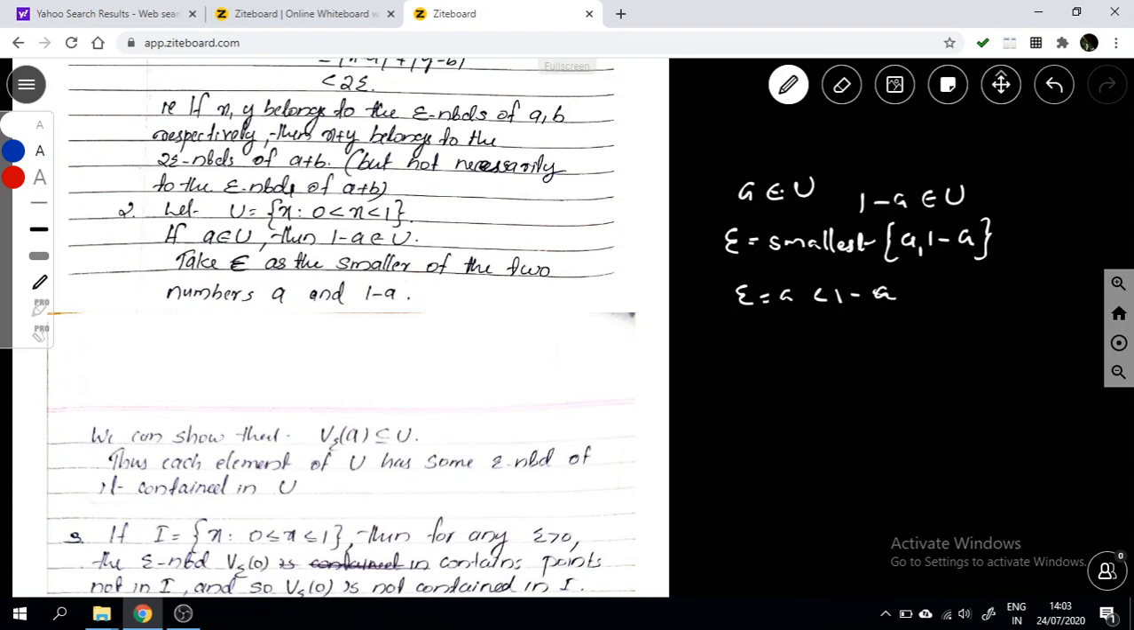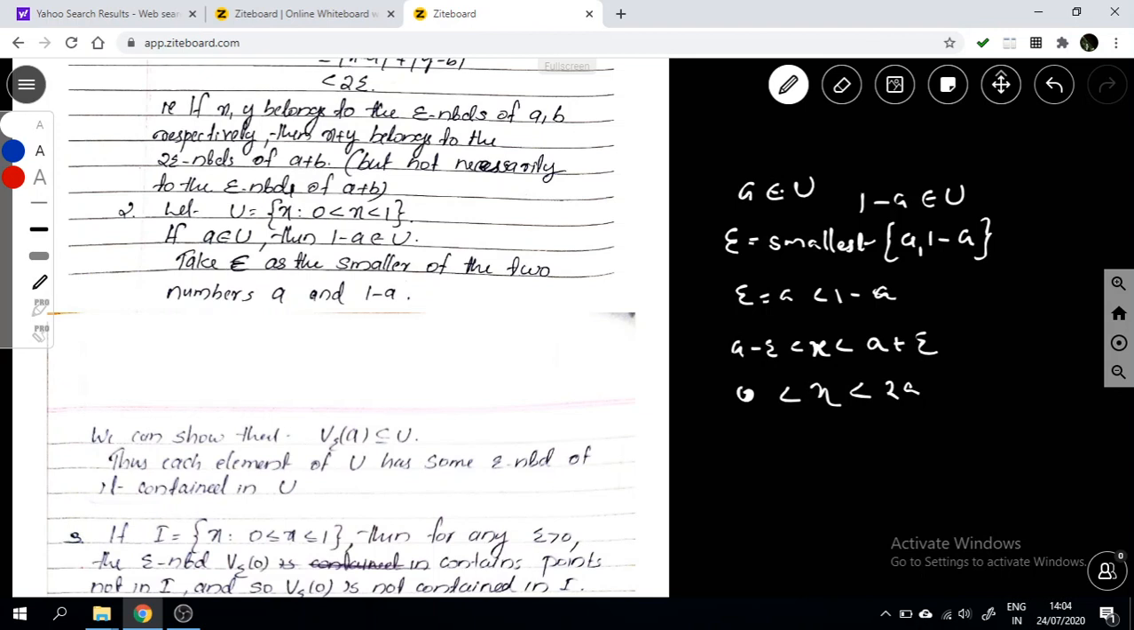Okay, then what is V epsilon of A? V epsilon of A is the set of all x such that A minus epsilon is less than x less than A plus epsilon. We have taken epsilon equal to A. So we can say 0 is less than x less than A plus A, that is 2A.